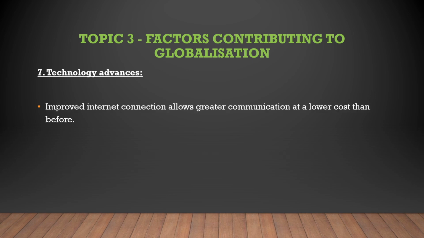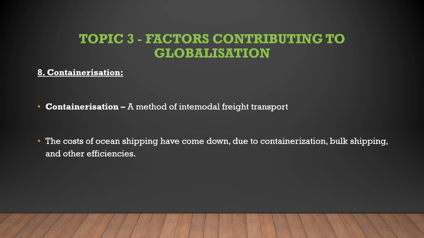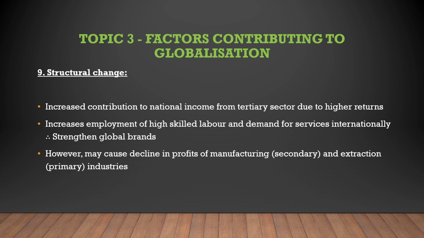Number 7, technology advances. Improved internet connection allows greater communication at a lower cost than before. Number 8, containerization, a method of intermodal freight transport. The costs of ocean shipping have come down due to containerization, bulk shipping and other efficiencies. Number 9, structural change. Increased contribution to national income from the tertiary sector due to higher returns. This increases employment of high-skilled labour and demand for services internationally, and therefore strengthens global brands.